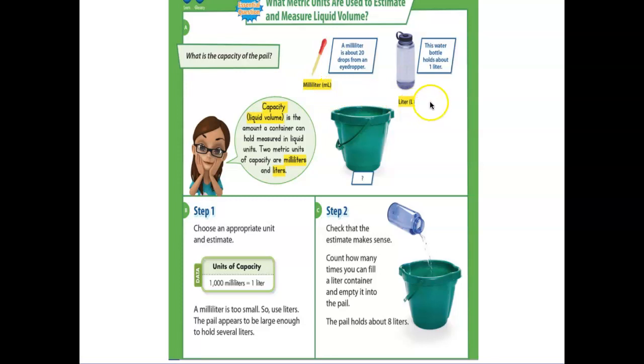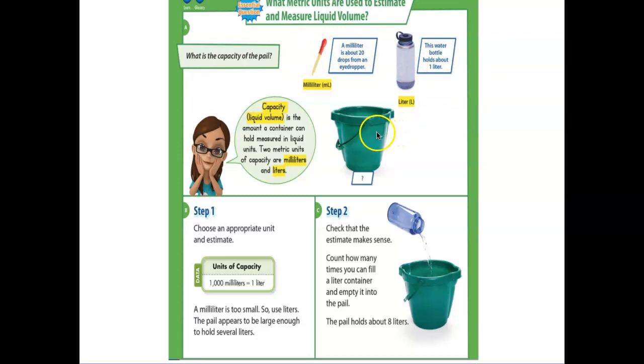When we're looking at liquid volume, we look at milliliters and liters. A liter is about the size of many of our drinking containers, and a milliliter is about 20 drops of water from an eyedropper. So if I were going to measure this pail and I wanted to know what is the capacity, how much liquid volume does this pail hold, would I use milliliters or would I use liters?